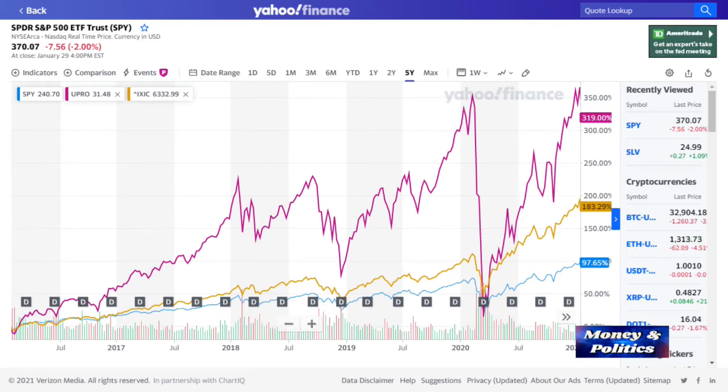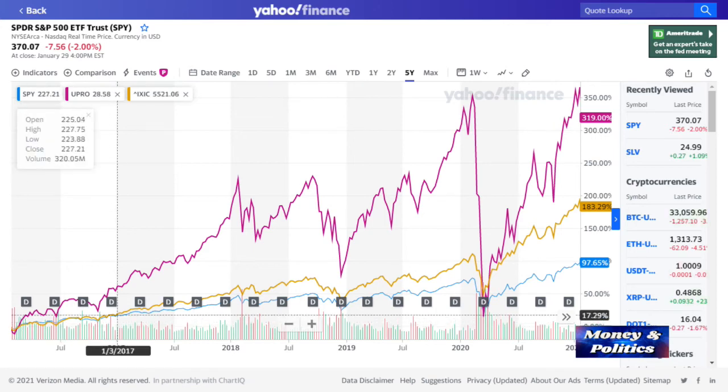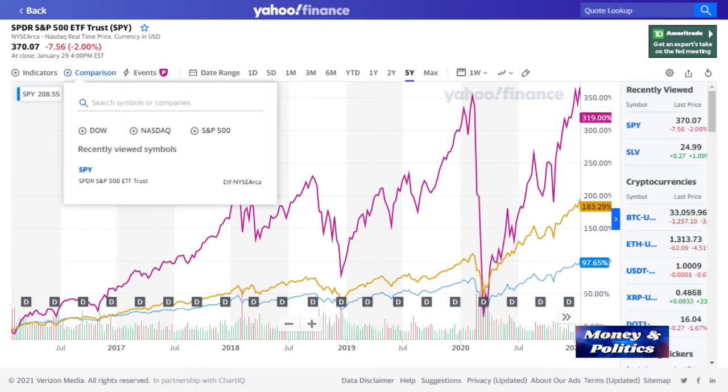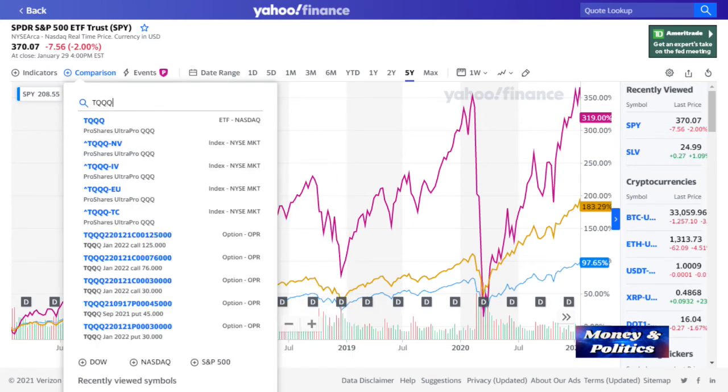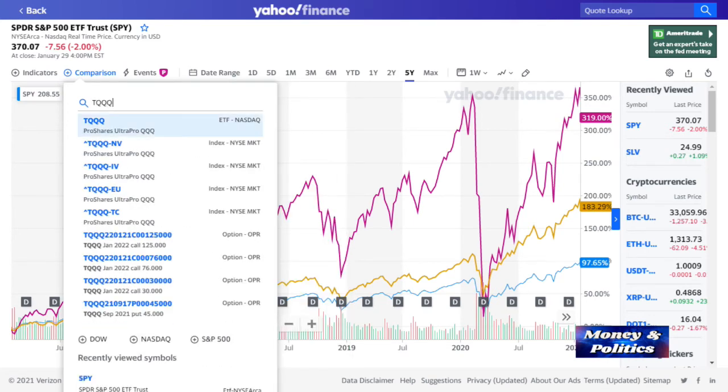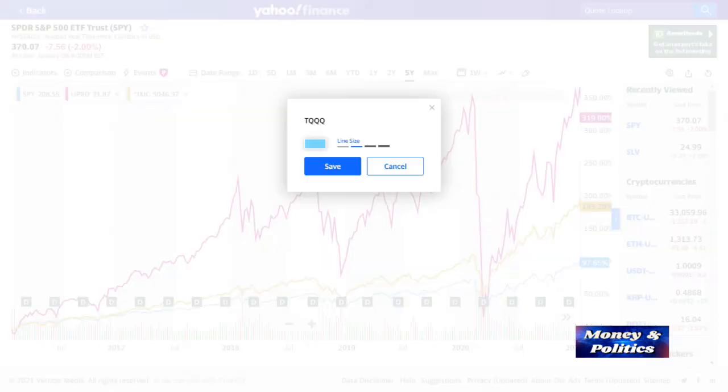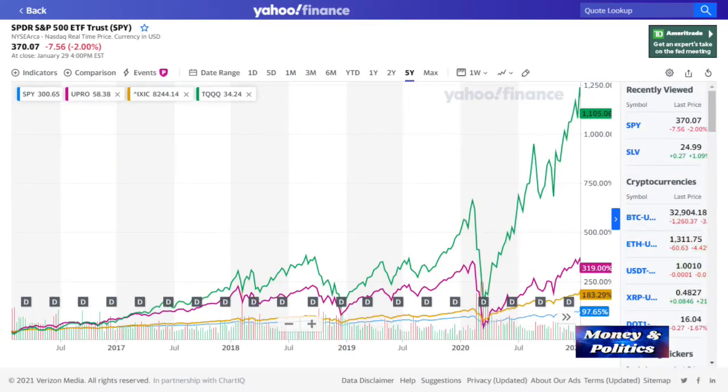The NASDAQ also has a 3 times leveraged ETF. And what is that? That is T as in Tom, QQQ. And you see it come up there, and we go boom, and let's make that green. Bang, look what happened. That is one big move, and look at the rate of returns you're going to be getting.